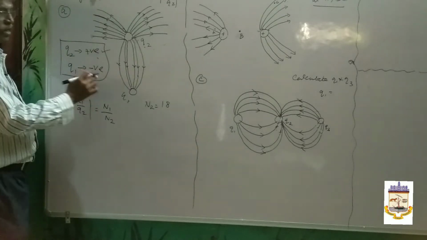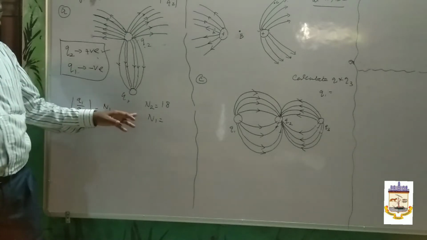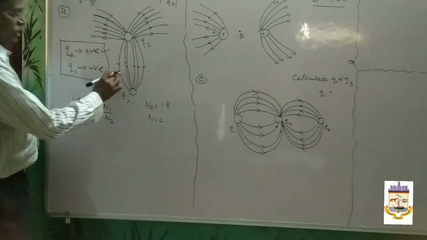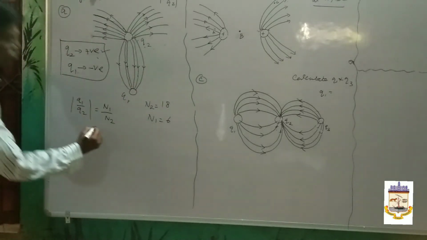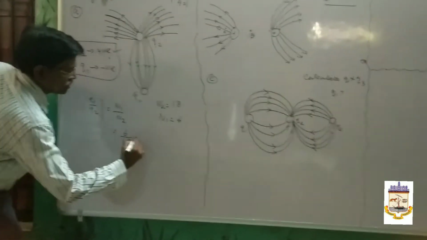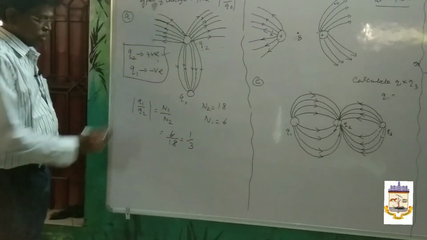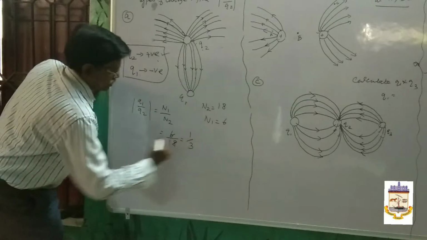Since it is a negative charge, the number of lines reaching at Q1 is N1. If you count the number, N1 is 6. That's all. You substitute here. So, N1 by N2 is 6 by 18. You cancel this, and what you will be getting is 1 by 3. So, Q1 by Q2 equal to what? 1 by 3.